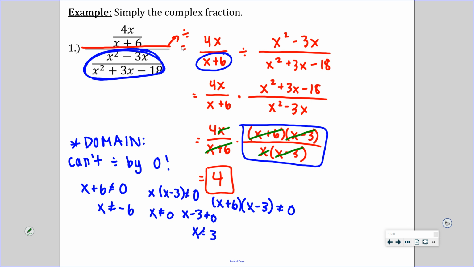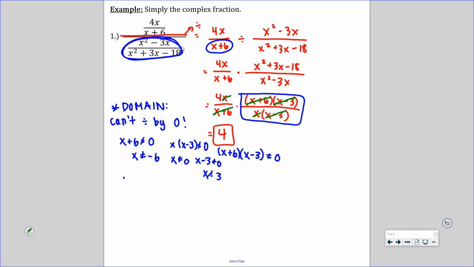So my domain here: x just cannot be negative 6, 0, and 3. So again, you just have to check any of the divisors in a complex fraction. Technically, my divisor was that whole part I circled in blue, so none of that could be 0. Okay. All right. That's all.